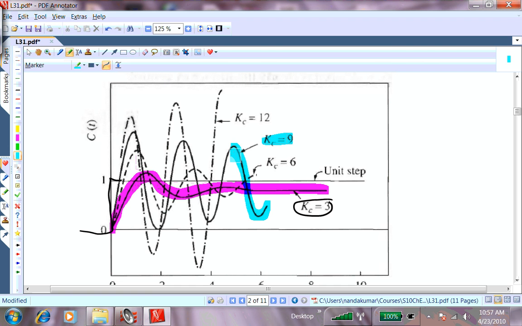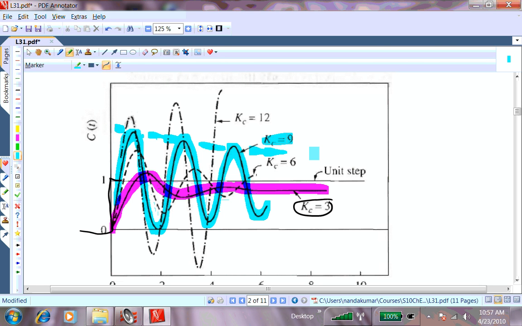Okay, Kc equal to 9. Is that stable or unstable? It's still stable. How would you say, why would you say that it is stable? The decreasing amplitude. Okay. That's a neutrally stable system. Okay, it doesn't decay, it doesn't grow.